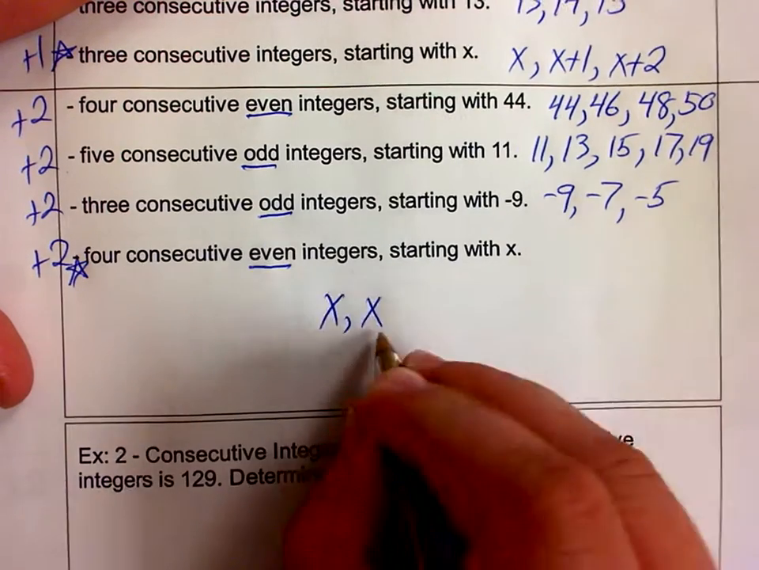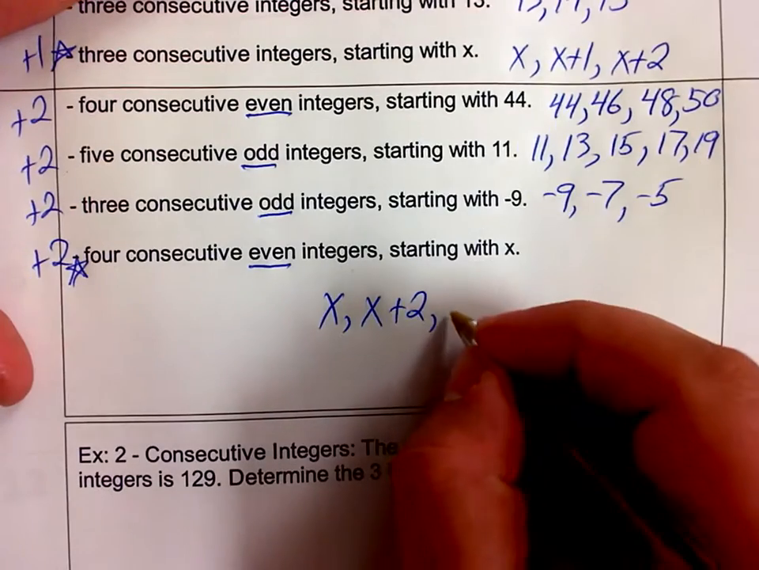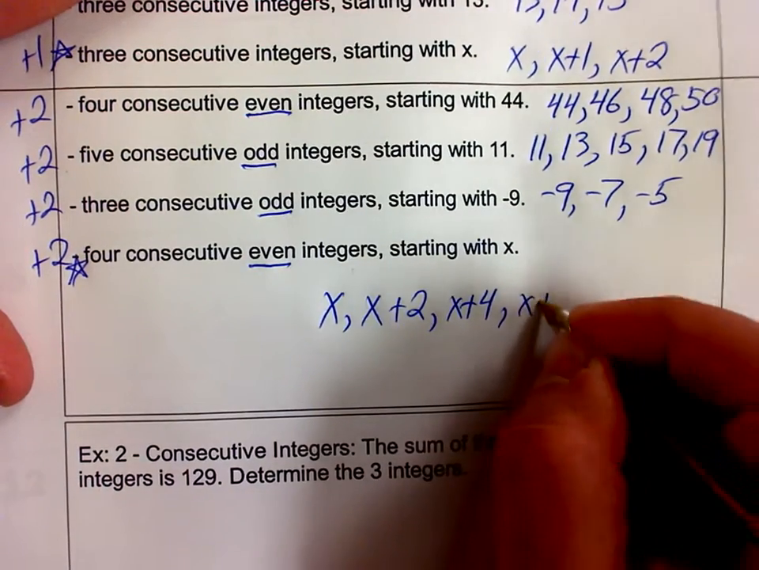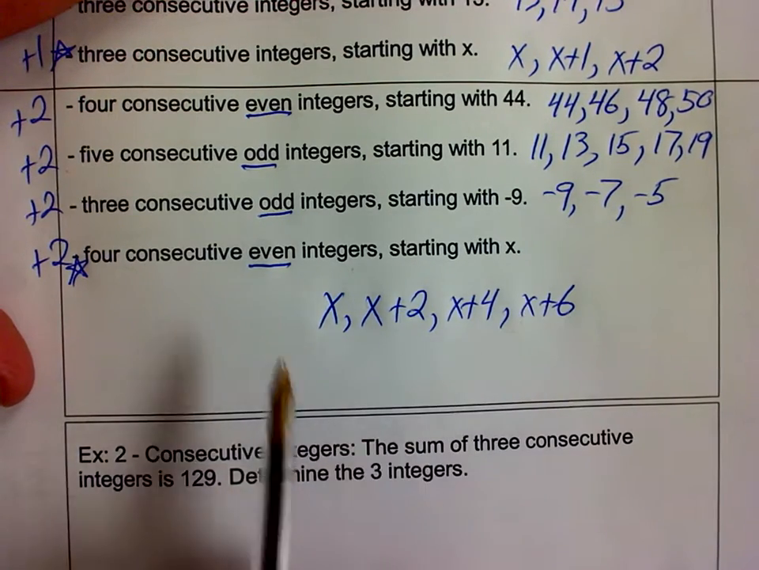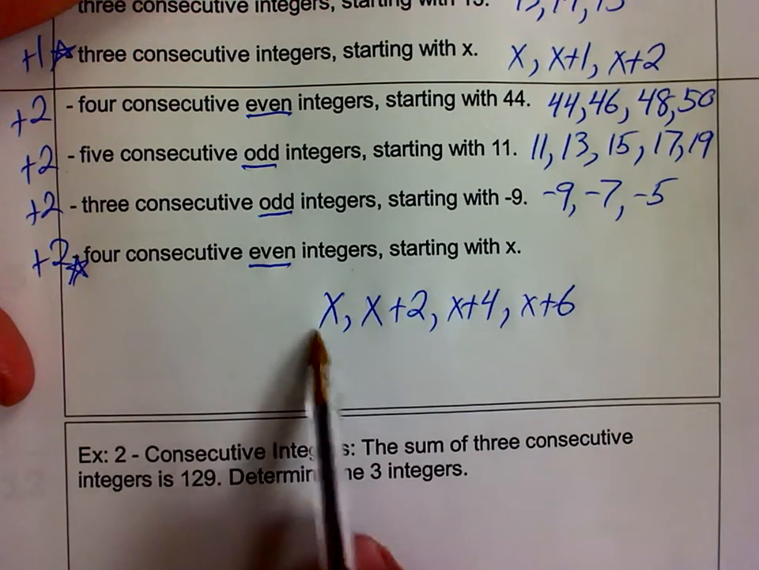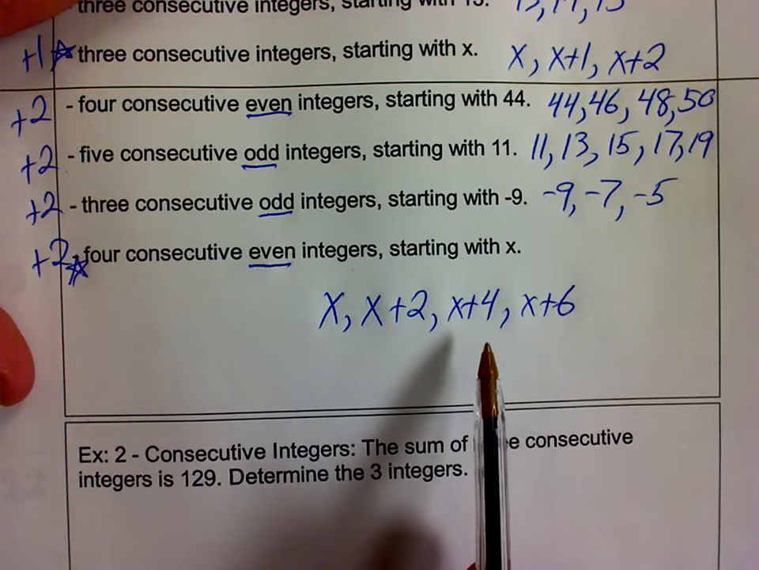So we'll take our original term x, add 2 to that, and then we'll continue the pattern, add 2 more to give us x plus 4, and continue it to give us x plus 6. So we have 1, 2, 3, 4 consecutive even integers. Now this would have been the exact same thing we would have started with if this would have said 4 consecutive odd integers. Okay?